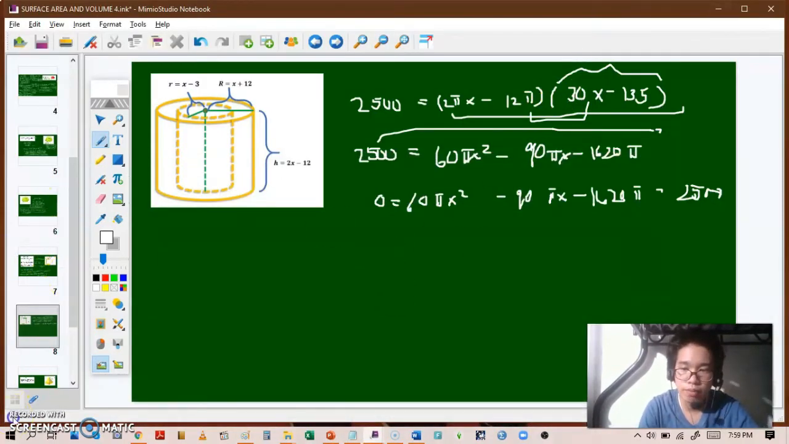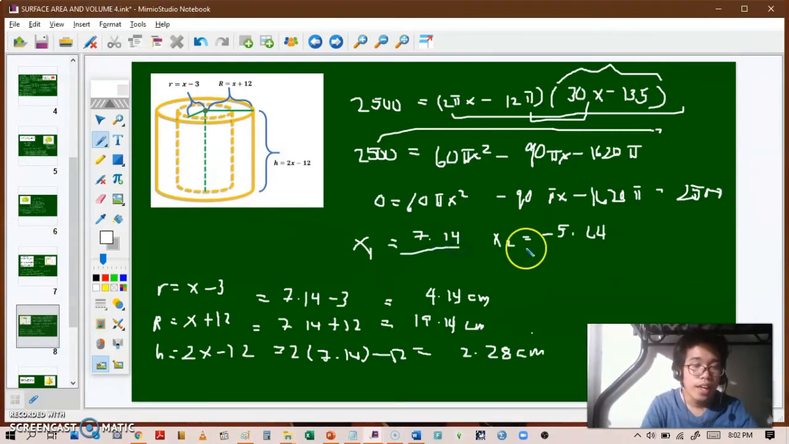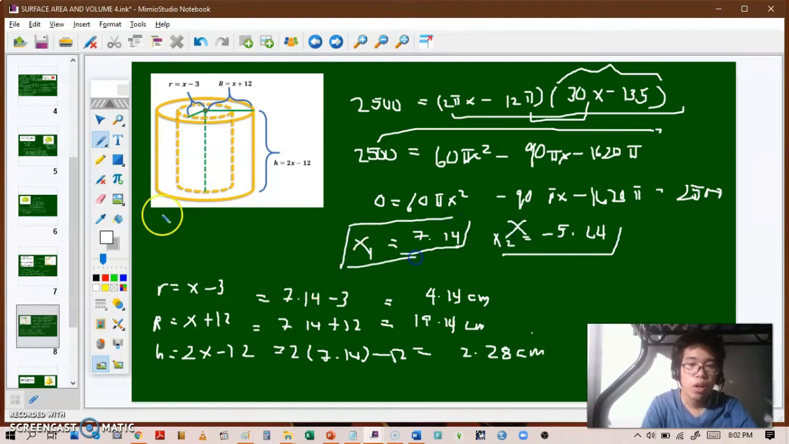And then we get that the first root is equal to 7.14, and the second root will be equal to negative 5.64 if you use your scientific calculator. And since again we can't use a negative root, we're going to use the positive root, so x sub 1, or the value of x right here that we need to substitute, should be equal to 7.14.